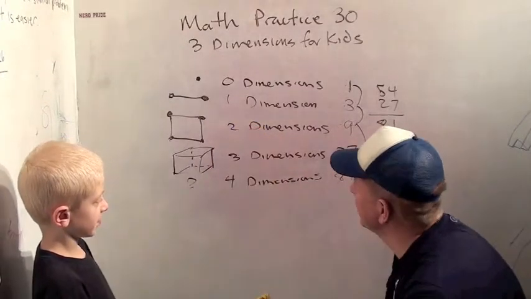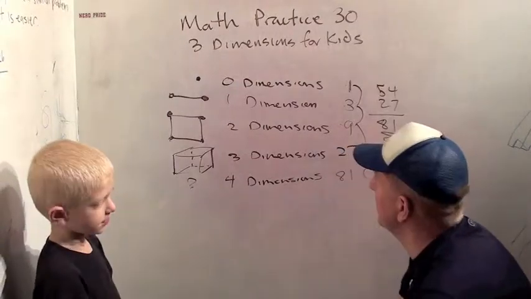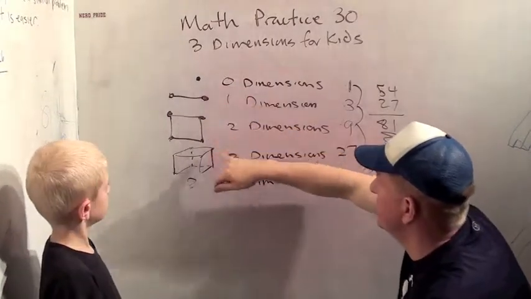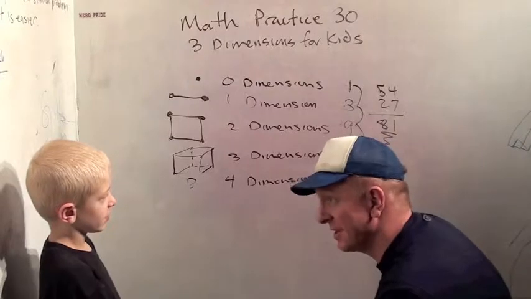Whoa. Alright, so that's pretty neat, isn't it? How we build up from 0, 1, 2, 3, and maybe even 4 dimensions?